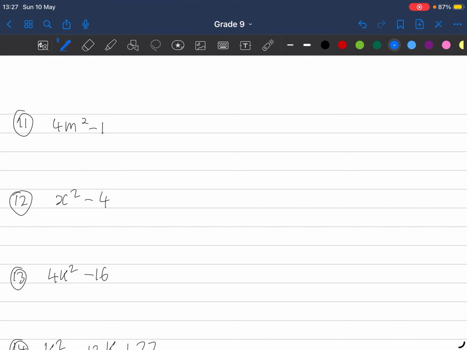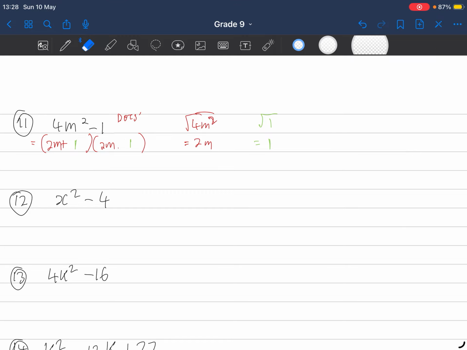Right. Have a look over here. For this one, two terms, both are perfect squares. Remember, one is a perfect square and there's a minus between them, so we're going to go ahead and put dots. That means I'm going to open out two brackets, put a plus, put a minus, square root the first term. The square root of 4 is 2 and the square root of m squared is m. So 2m, 2m. Let's look at our second term. The square root of 1 is 1, so that goes over there. Our final answer is 2m plus 1 and 2m minus 1.